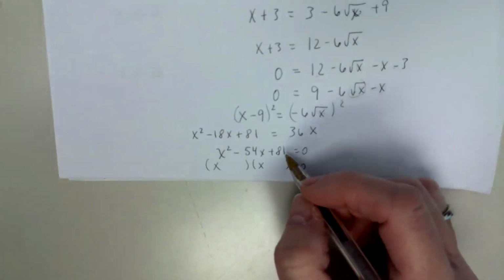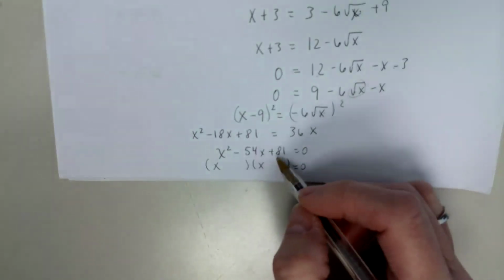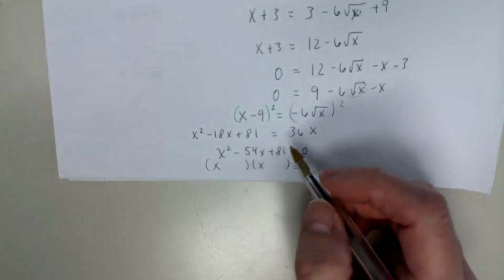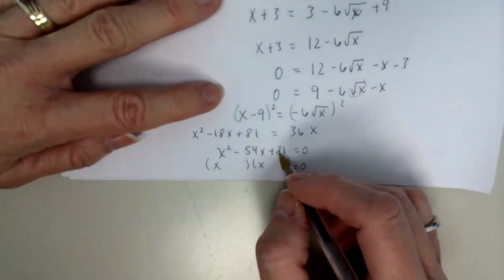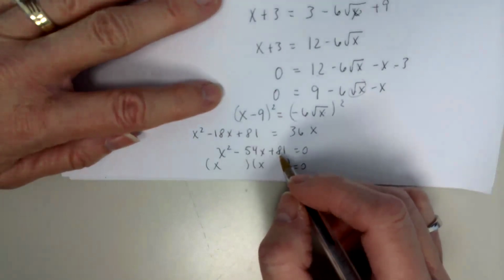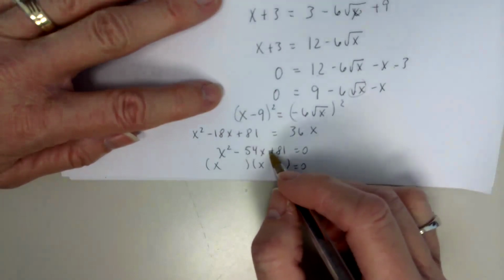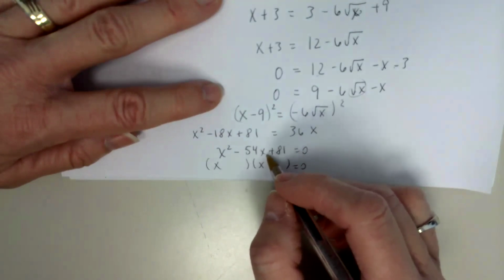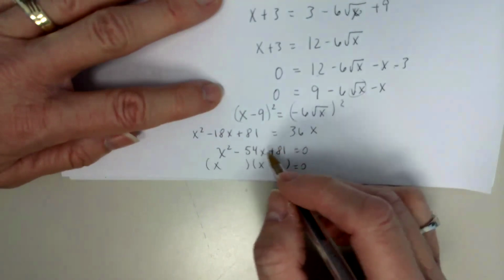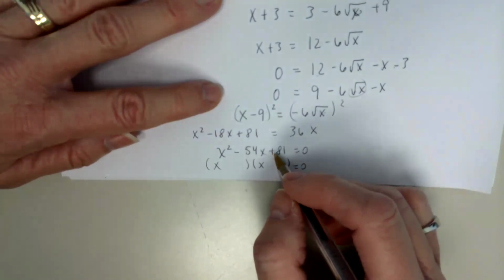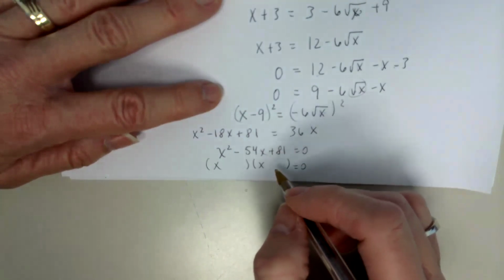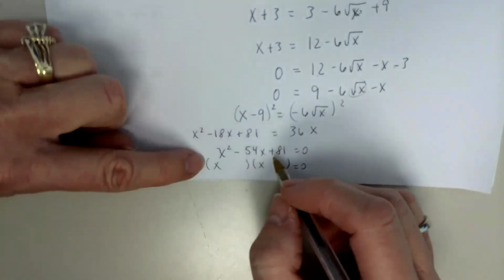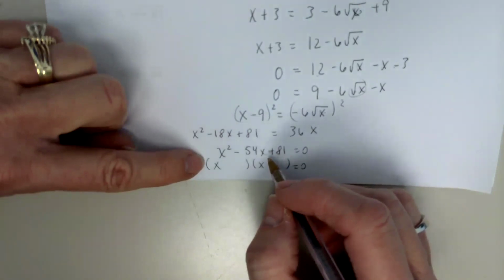9 and 9 won't work. So 3 and 17. No, 3 and 27 won't work. So I don't believe this will factor.